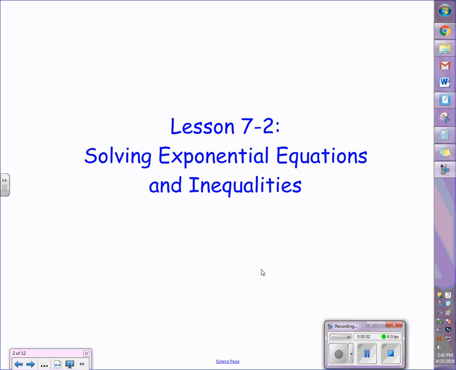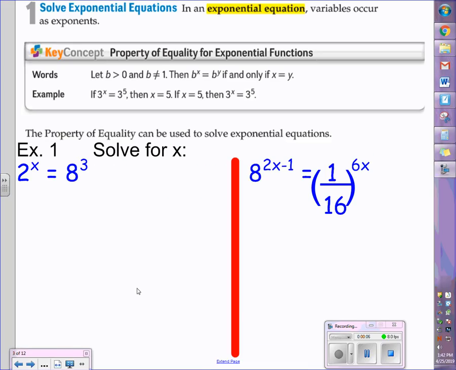Solving exponential equations and inequalities. To solve exponential equations, you first need to get both sides of the equation to have the same base. And then when they have the same base, you just take the two exponents and equal them to each other.